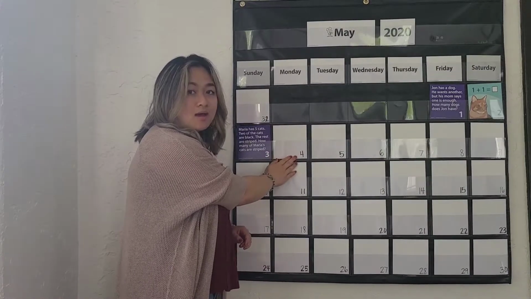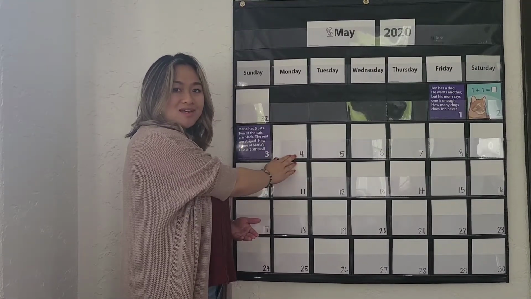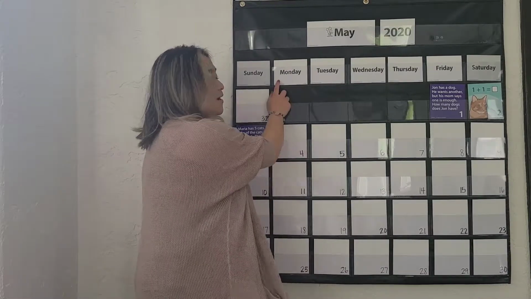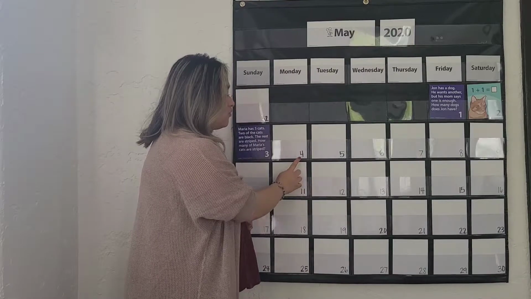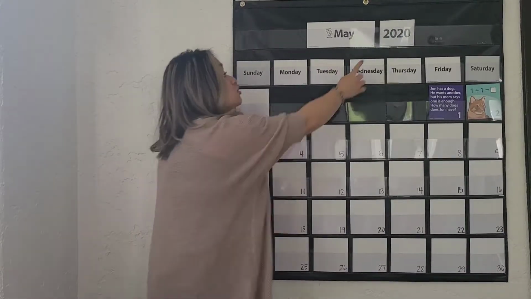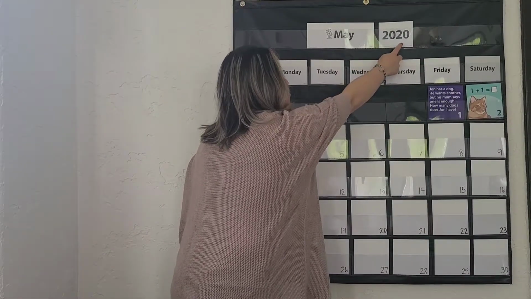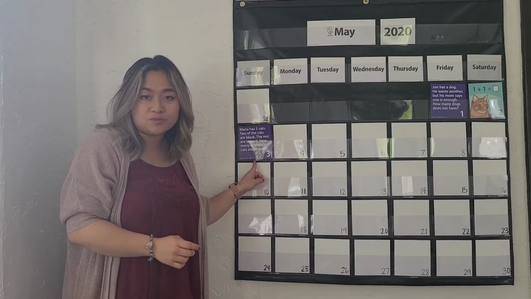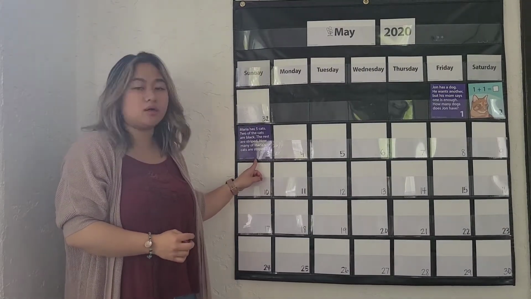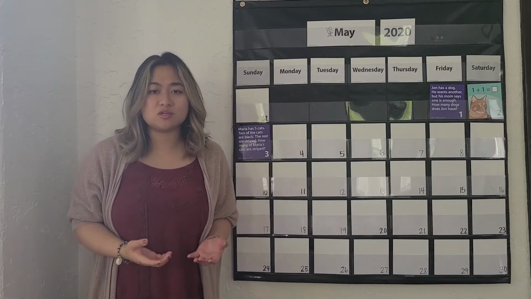Sunday. What day is it? It's Monday. See the date with me. Today is Monday, May 4th, 2020. Sunday's marker showed a purple card with some words on it.